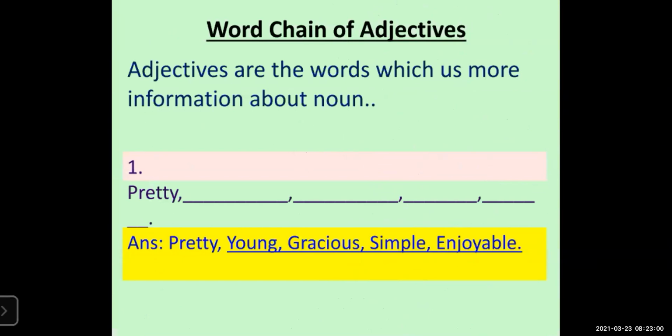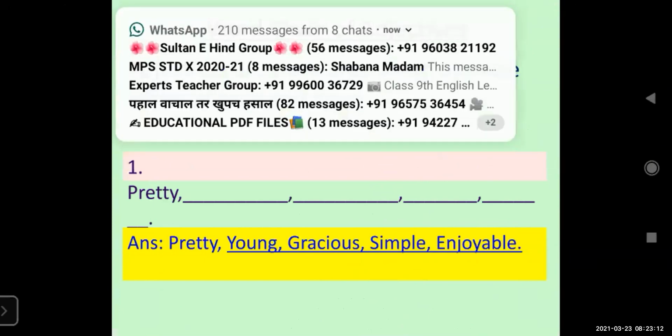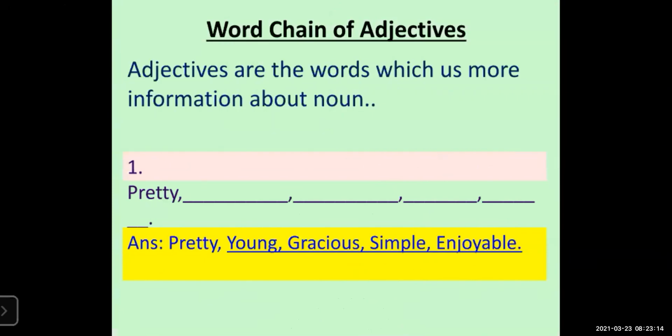Now, just like you used verbs and completed the word chain, and just like you used nouns and completed the word chain, in the same way you have to complete this word chain by using adjectives. Now, what is an adjective? An adjective is a word which gives us more information about a noun or pronoun.